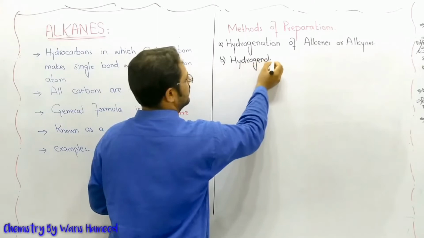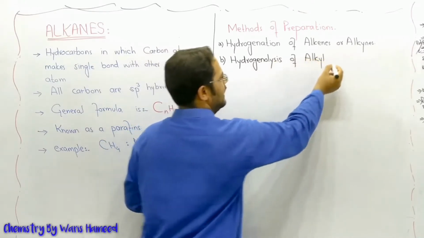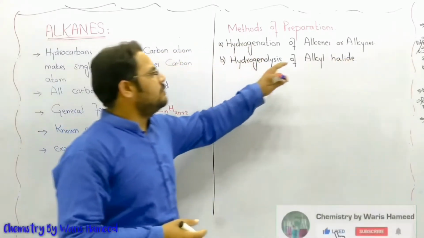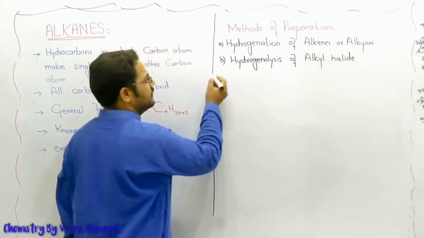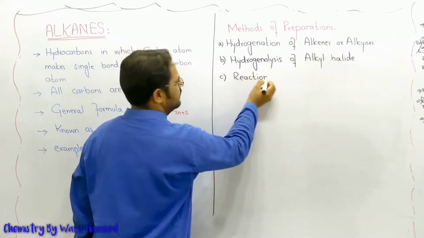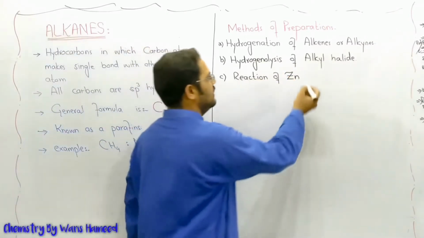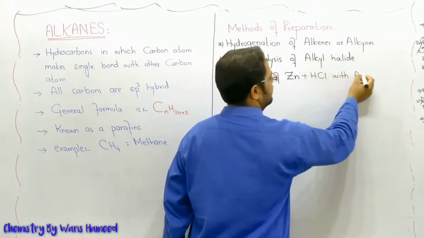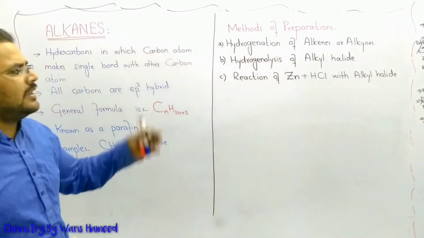Hydrogenolysis of alkyl halide. We can also form alkane by the removal of halogen atom by reacting alkyl halide with zinc, Zn, in the presence of any acid like HCl. This reaction also yields alkane.